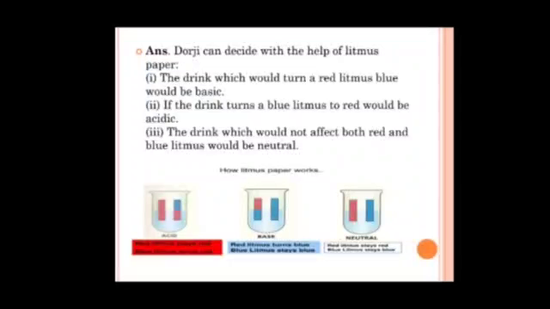Now the third soft drink. Again put some drops of the third soft drink on red litmus paper, and it shows no effect. Now take blue litmus paper and put some drops of the third soft drink on it. Again it shows no effect. On both litmus papers it shows no effect. It means that soft drink is neutral in nature. This way Dorji can identify whether the soft drink is acidic, basic, or neutral.